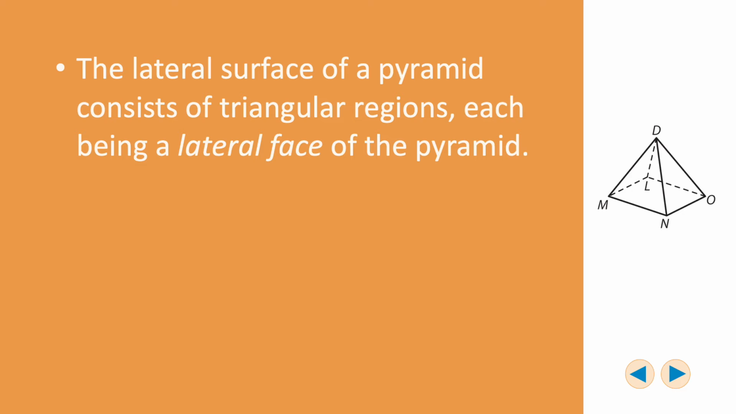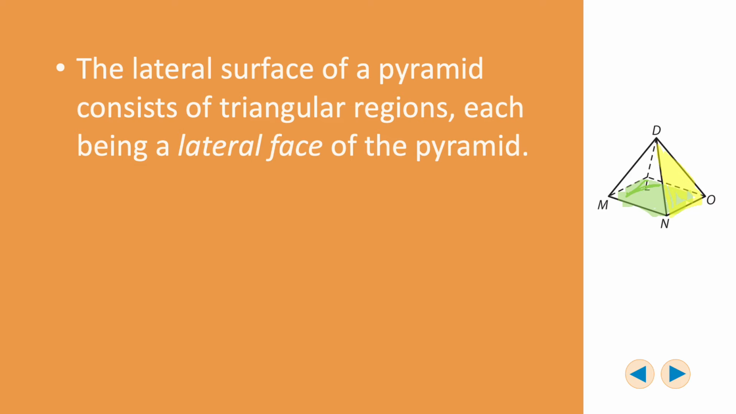So let's look at this vocab again. We have the base. Whoops, I meant to do the highlighter. Okay. So we have the base over here, which is a square. And then the lateral face of this pyramid is a triangle. Do you see this triangle right here?